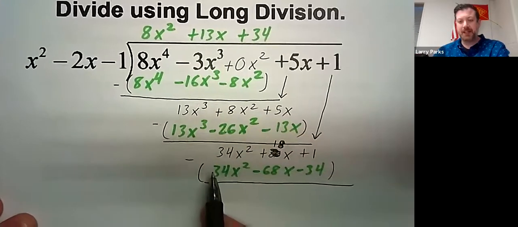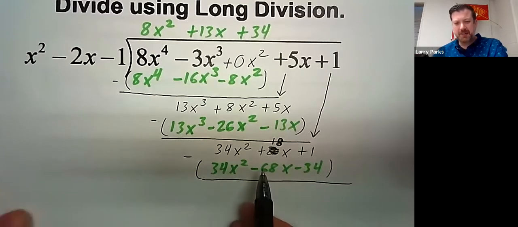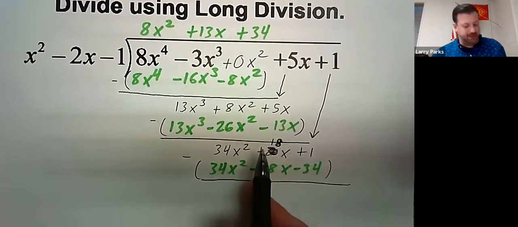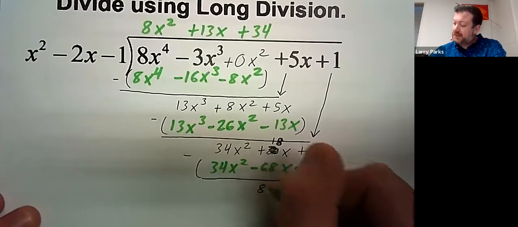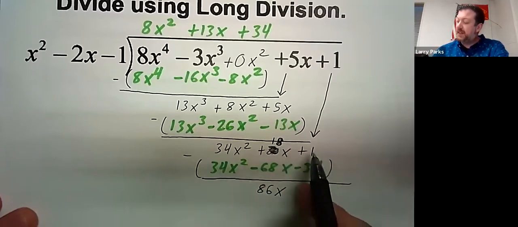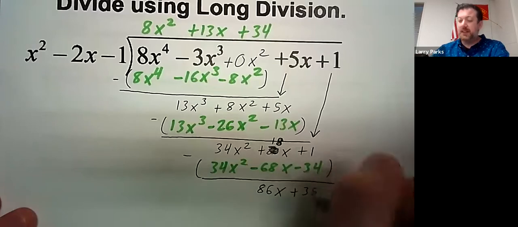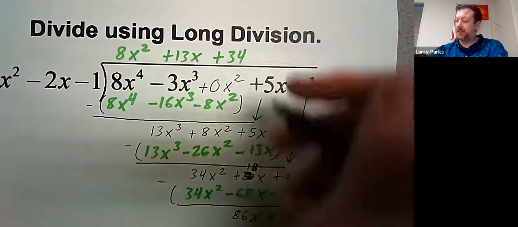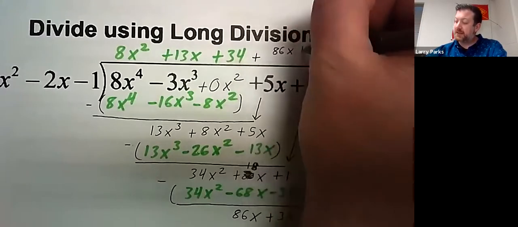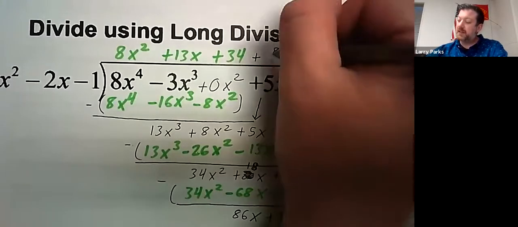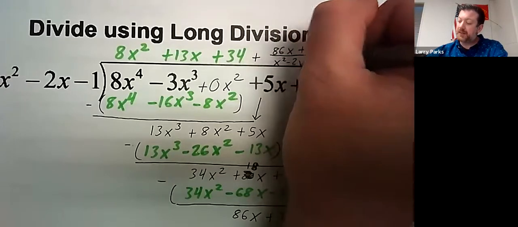That changes that to a minus. Those go away. Changes that to a plus. 68 plus 18, 86. And then this changes that to a plus. 1 plus 34 is plus 35. That's my remainder. So then I would say plus 86x plus 35 over x squared minus 2x minus 1.